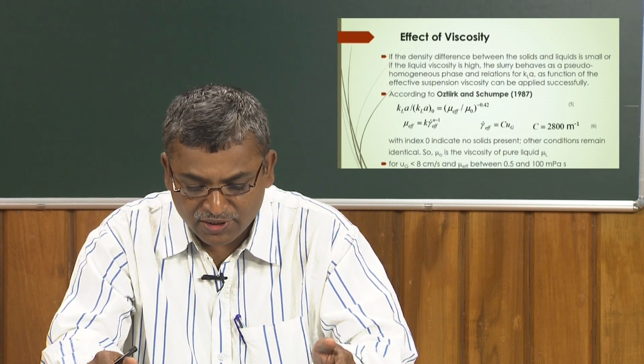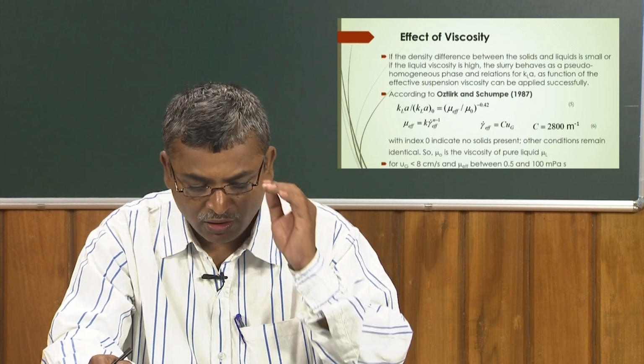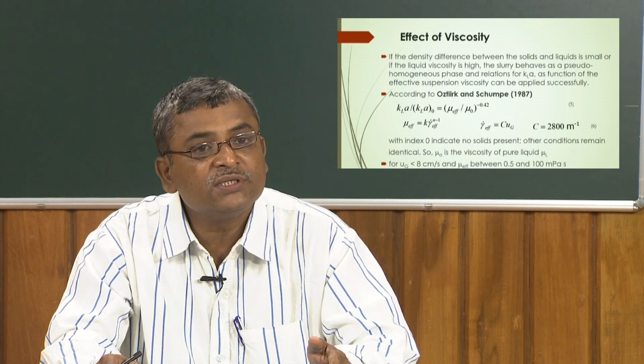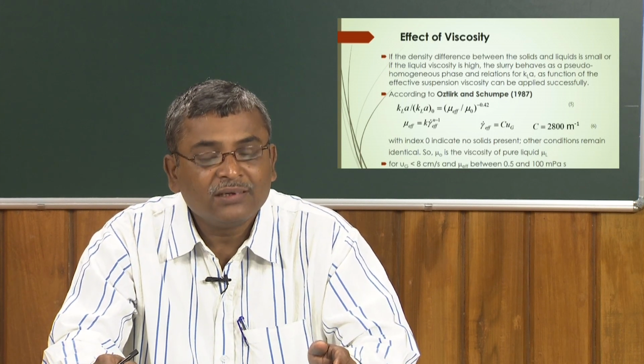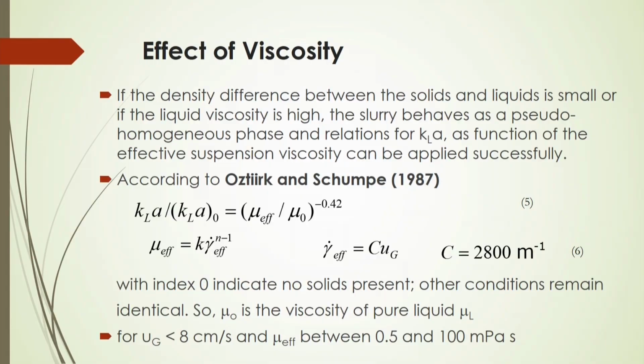So, if the density difference between the solids and the liquid is small, or if the liquid viscosity is very high, then you can say the slurry, that means the liquid solid mixture, behaves as a pseudo homogeneous phase, and the overall mass transfer coefficient can be expressed as a function of the effective suspension viscosity, by correlating with that viscosity.